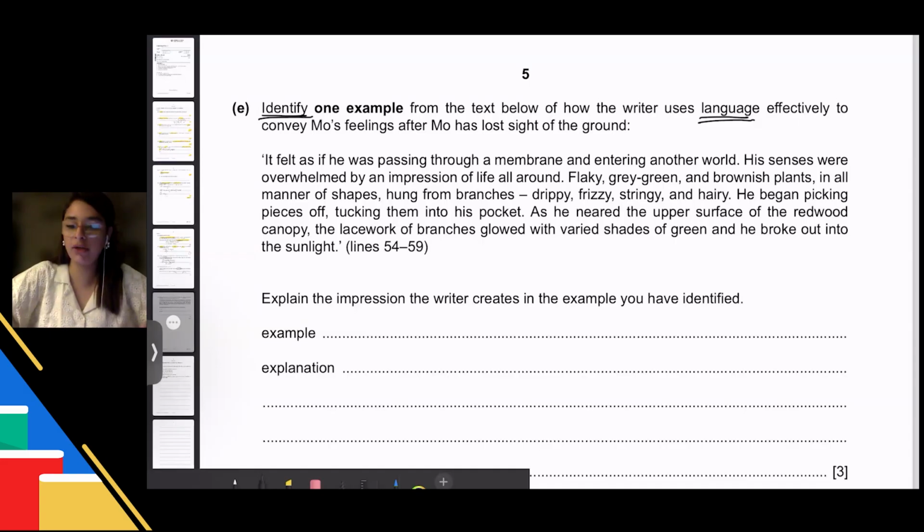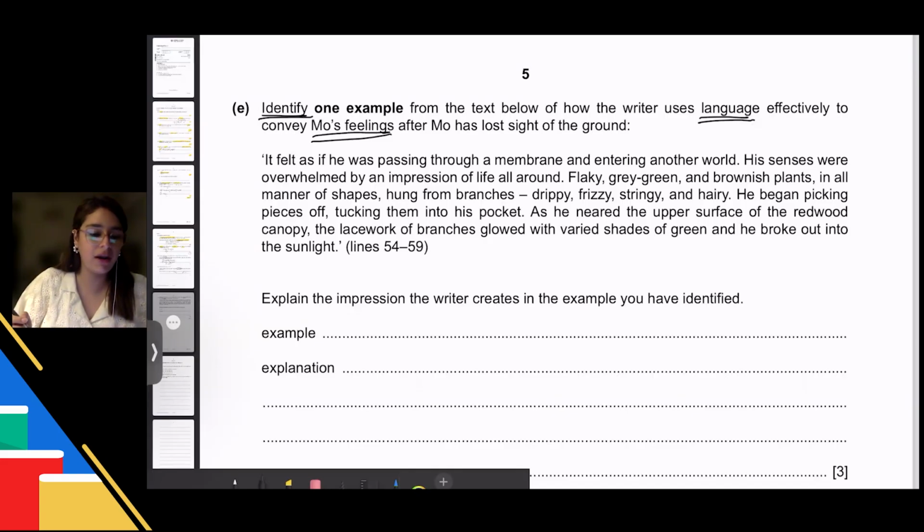So the first thing that we need to identify here is one example that helps us understand what Mo is feeling right now. Okay, so there are a number of examples that we can identify talking about what his experience at this point is like. So the first thing you should do is, since they're asking us to highlight what he feels, find an example. If within your example, you believe that the author has used language effectively to convey that feeling, you explain that and you get your mark.